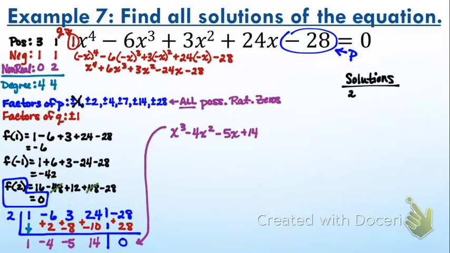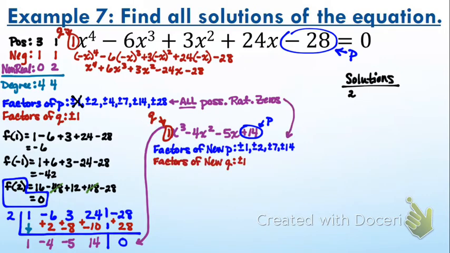All right. So I'm going to find a new p and a new q here because I still have x cubed. Can't factor that yet. I'm only looking at factors of 14 now. This is my new p. And q is the same old, same old. That leading coefficient is not going to change. And just like before, because of that leading coefficient being a 1, the factors of my new p are all the possible rational zeros here.